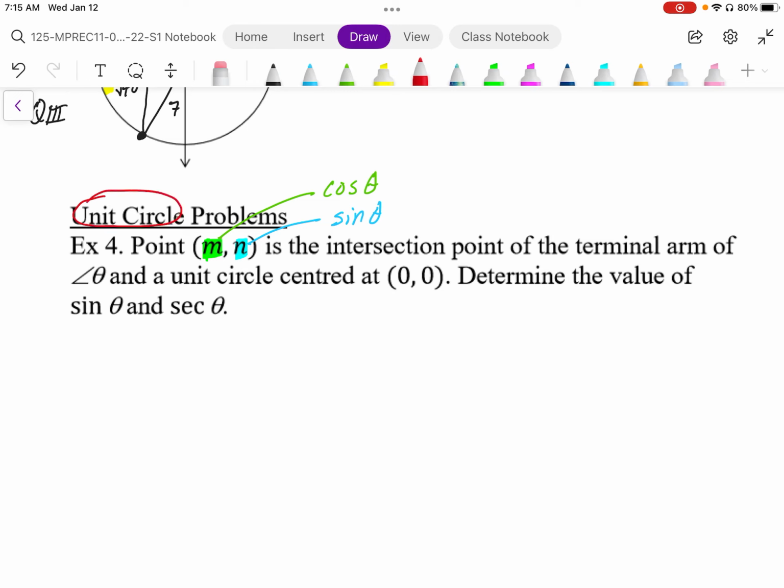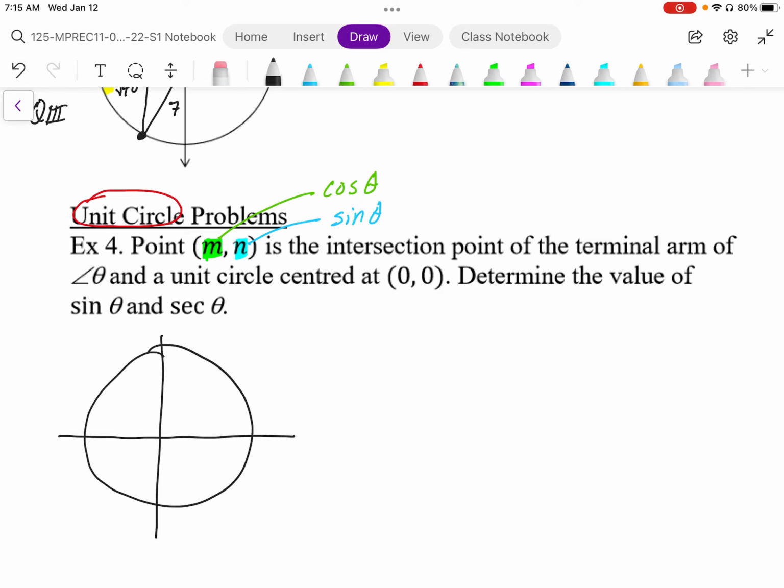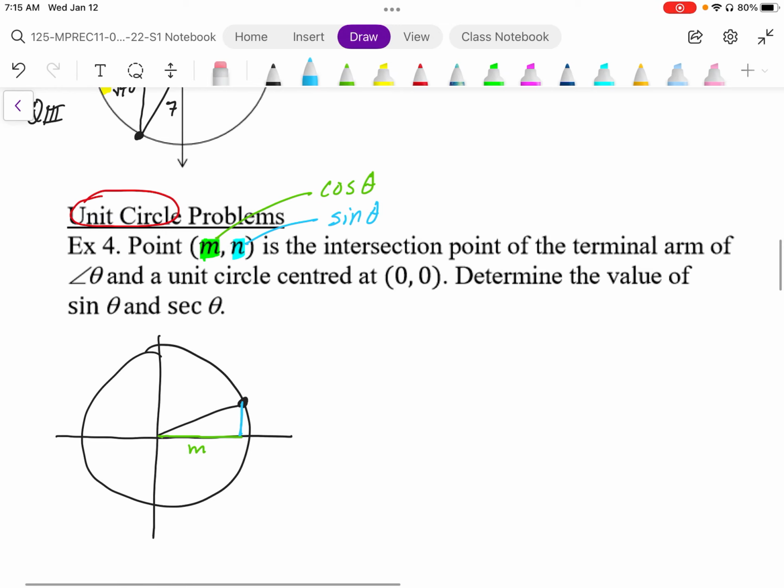So we have here the point MN is the intersection point of terminal arm of angle theta. So I'm just going to sketch this diagram here. I'm going to assume that's a unit circle. And we don't know where it is, as M and N are generalized. So I'm just going to arbitrarily draw it in quadrant 1. Okay, so the M position is my cosine, so that length here is my cosine. That's M, and the N position is a vertical position, so that's N.